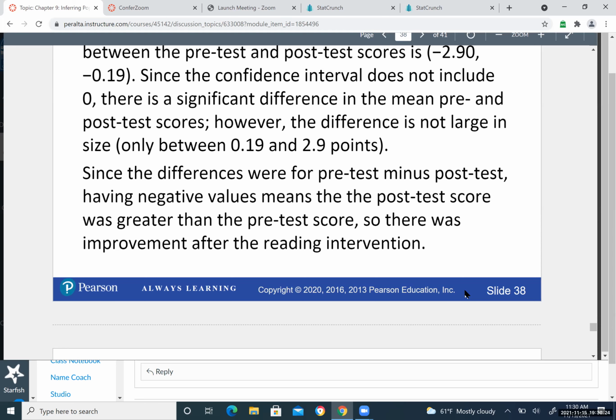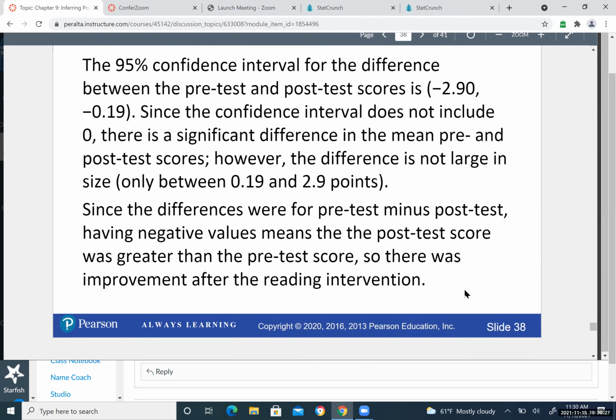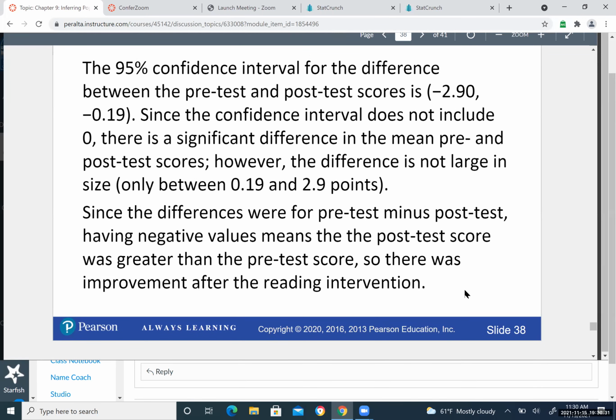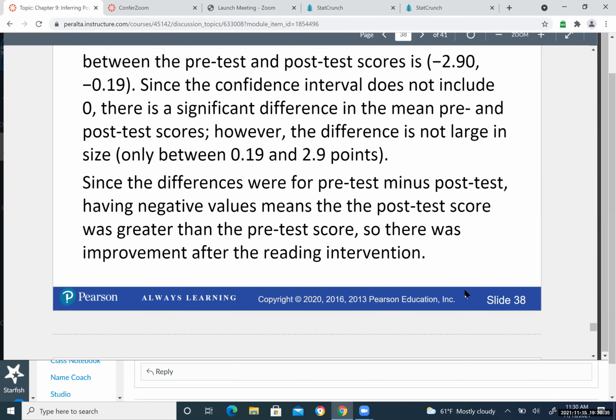It's a long interpretation. That is what I want when you are doing this type of paired sample. We call it paired sample because they are dependent. Okay.